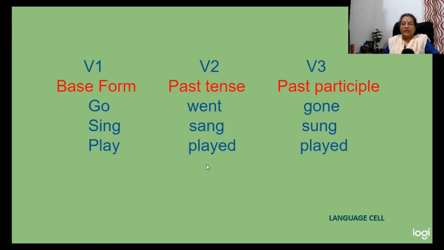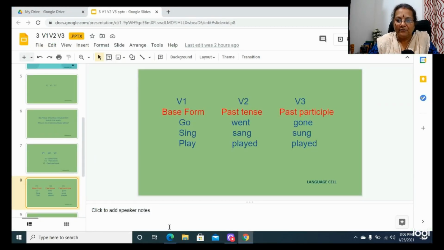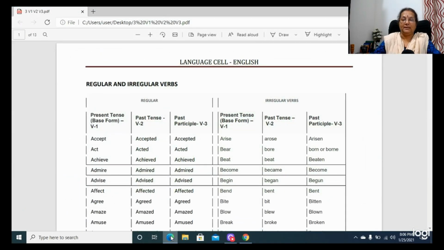Now at this spot, I need to share another PDF file with you so that you will know what they are. See here. See, regular, irregular verbs. The first, second and third columns, they are the regular form. Irregular verbs are the last three columns.